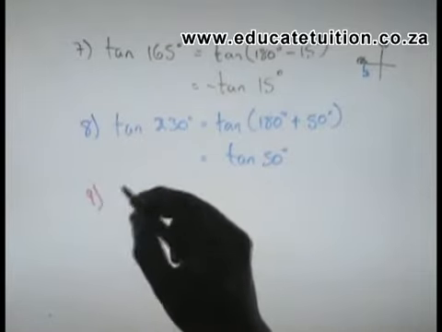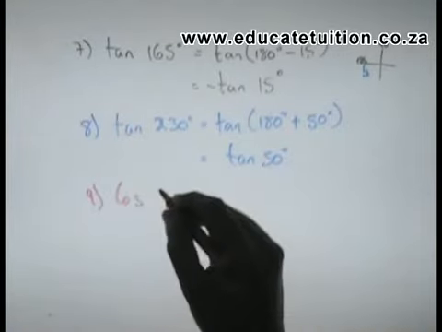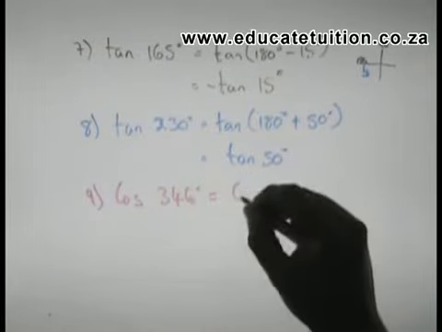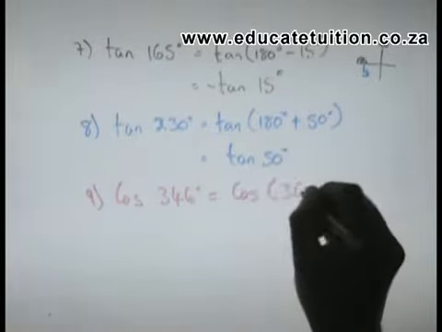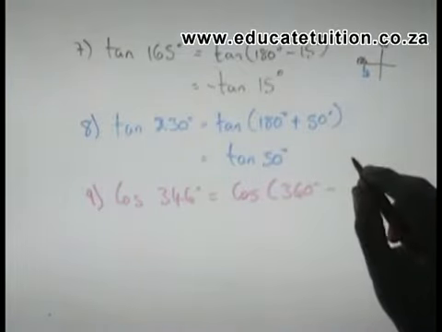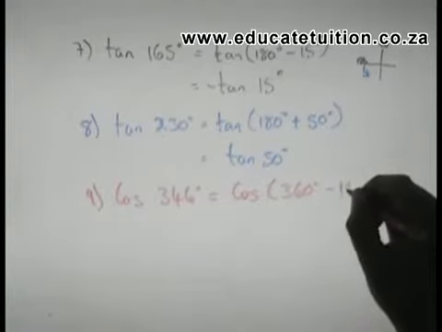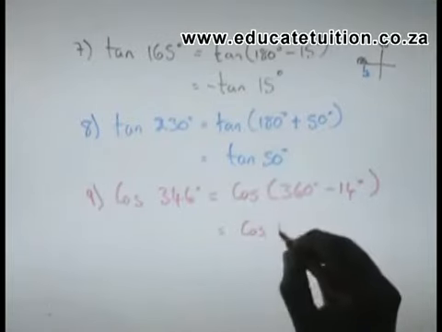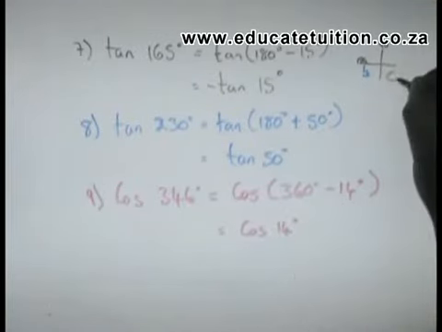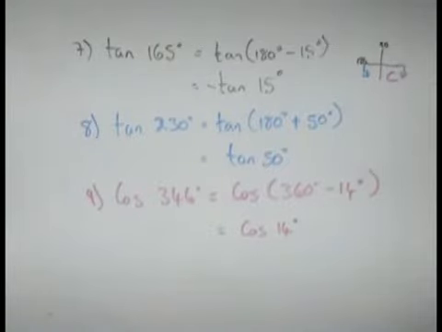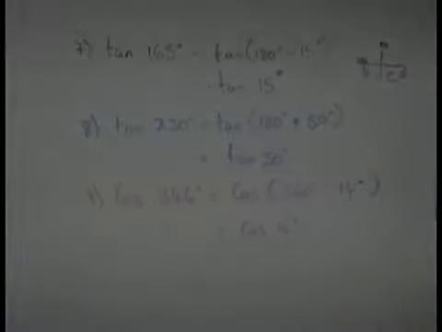The 9th one we're looking for is cos of 346 degrees. That's going to be cos of 360 degrees minus 14 degrees, which is going to equal positive cos of 14 degrees. Positive because it's 360 minus, which means that we're in the fourth quadrant.